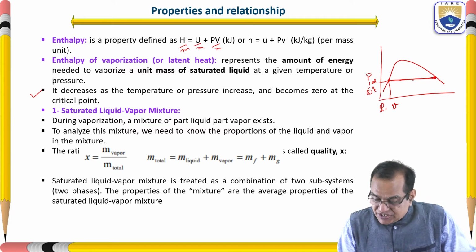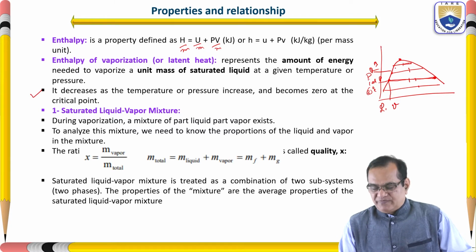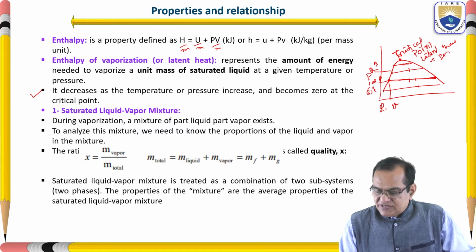It decreases as the temperature or pressure increases and becomes zero at the critical point. So if you see here, this is P1, this is P2 and this is P3. As you go, this heat is reducing. Here it is more, here it is much reduced, further reduced, and at the triple point, it will be zero. This is called the critical point. At the critical point, the latent heat is zero.